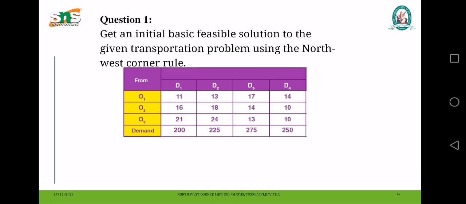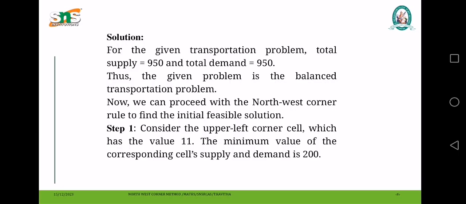Here is the example for the northwest corner method. Get an initial basic feasible solution to the given transportation problem using the northwest corner rule. Here, the demand and supply are given as 11, 13, 17, 14. Solution: for the given transportation problem, total supply and total demand are equal, 950 and 950. Therefore, the given transportation problem is balanced. Also, we can proceed with the northwest corner rule to find the initial basic feasible solution.